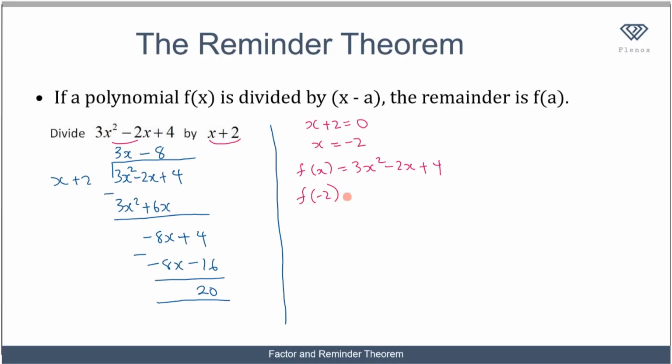So f of minus 2 is the remainder, and that will be 3 times bracket minus 2 squared, then minus 2 times bracket minus 2, then plus 4. When we do that, minus 2 times minus 2 is 4. Then minus 2 times minus 2 is plus 4. Then we have plus 4. Then 4 times 3 is what? You have 12 plus 4 plus 4. And what does that give you? 20. So when we divide this by this, the remainder is 20. By using the remainder theorem like we have done here, we found that the remainder is 20, so we don't need to go through the stress of using long division.